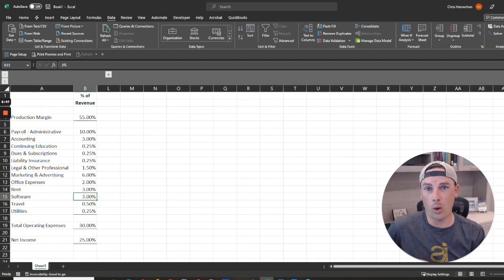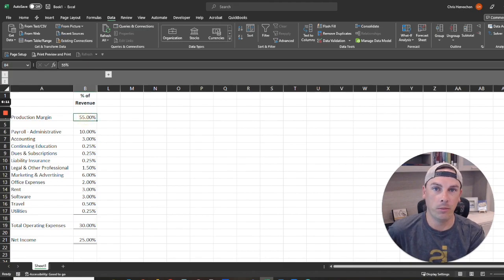Software, we're seeing a wide range among our client base. Generally, it's ranging anywhere from 0.5% to 8%. Big range. The agencies that we're working with that are of any size that are the most profitable, again, 3% is a pretty good number for that. And then travel, 0.5%. That could be travel for conferences, that could be travel to customers. That's a good number as well. So what we get is total OPEX of 30%.